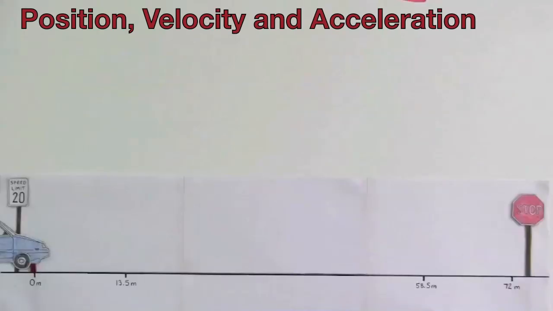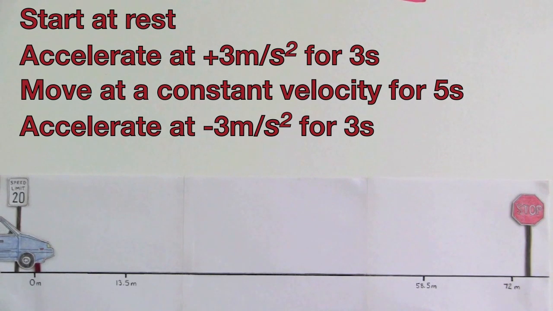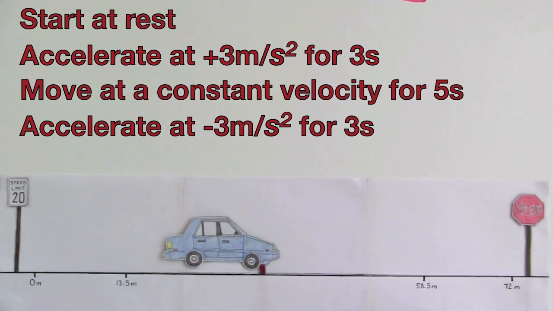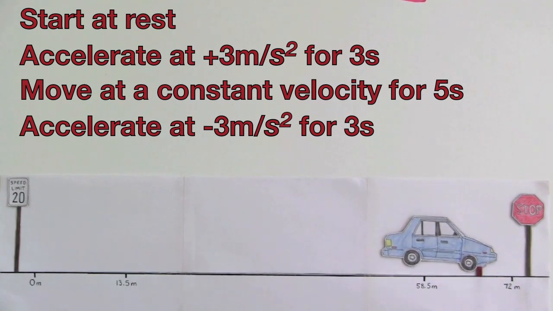To learn about position, velocity, and acceleration, we will take the motion of a car as an example. It starts from rest, accelerates to a constant speed, moves at that speed for 5 seconds, and then comes to a stop before the stop sign.